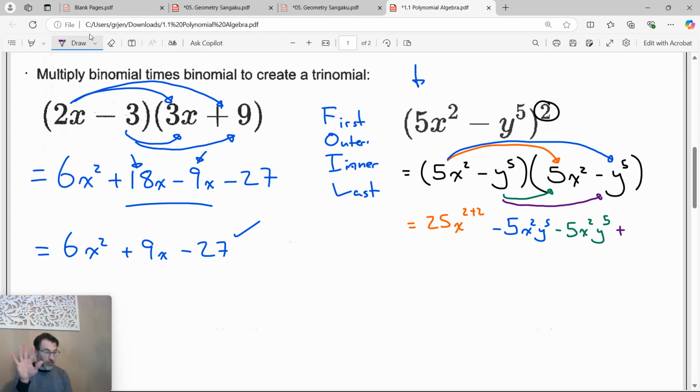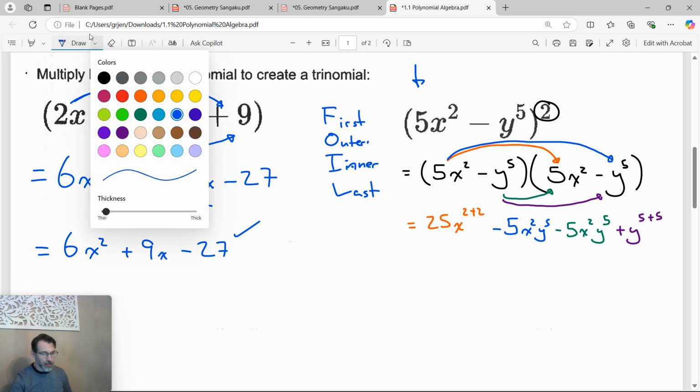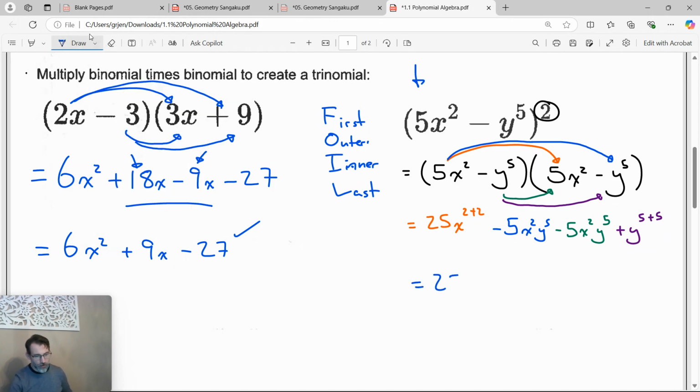5 copies of y multiplying 5 copies of y means we are multiplying 10 copies of y total. We add the exponents in this case. So this will be y to the 5 plus 5. And now we can go ahead and simplify that completely. This is 25x to the 4 minus 10x squared y to the 5 plus y to the 10. And these are your polynomial algebra skills, okay? Many of the skills that you will need.